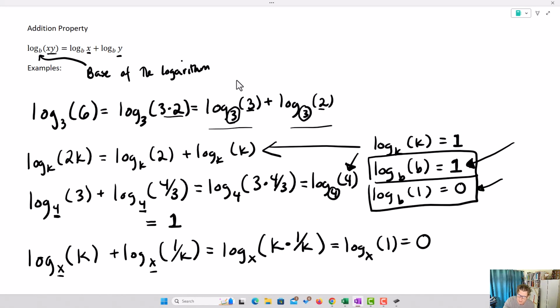So essentially what we're saying is, okay, we've got a base. We're going to multiply x and y inside of the argument. And then what that allows us to do is to expand into an addition of separate logs.